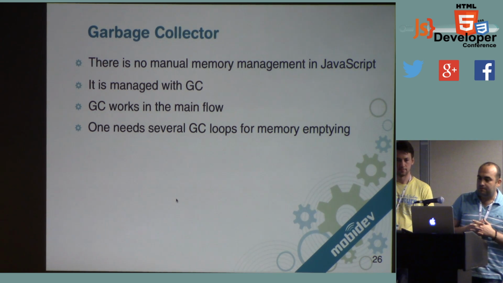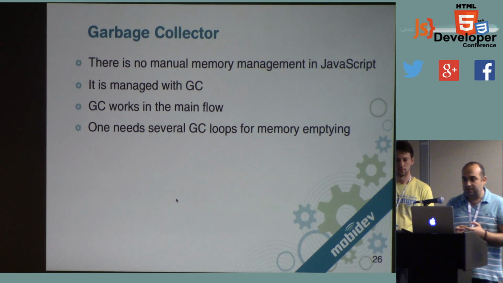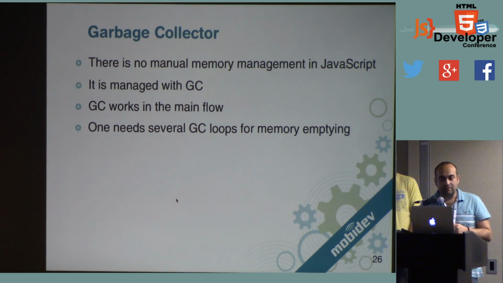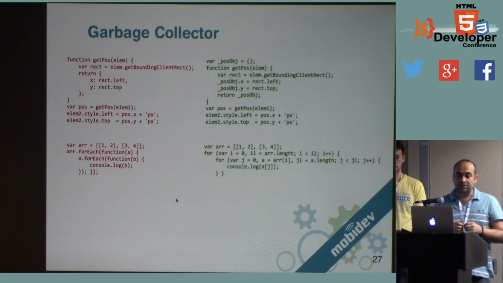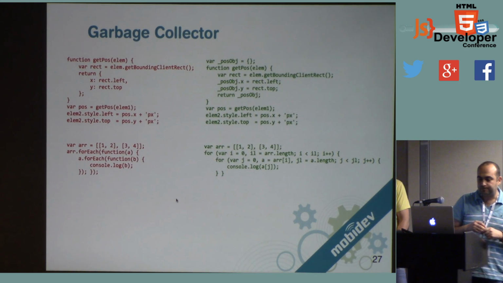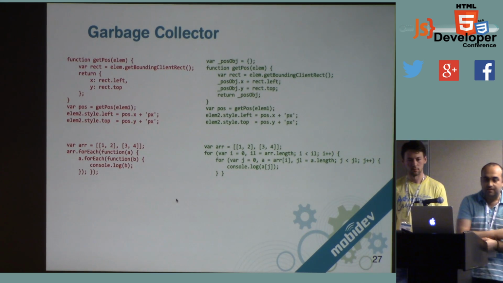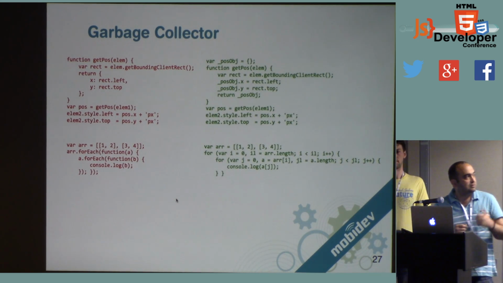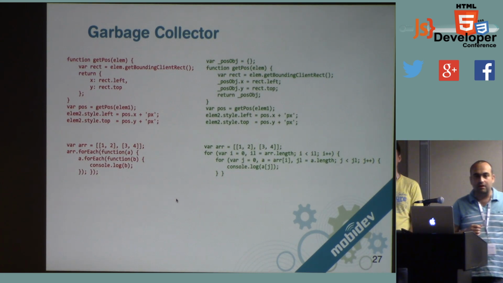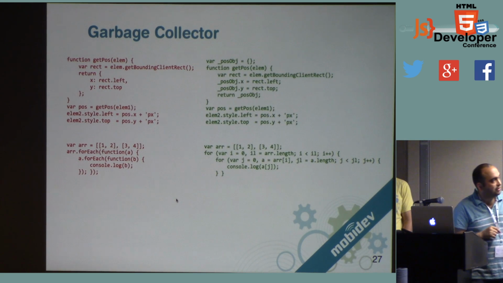There is no manual memory management in JavaScript. It's managed with a garbage collector, and the garbage collector works in the main flow of your browser, and one needs several JavaScript garbage collector loops for memory emptying. And what exactly do we mean by garbage? You can see several examples on the slide. For example, the red column is where your code creates some garbage, and the green column does not create garbage.